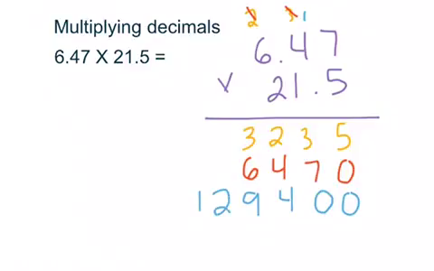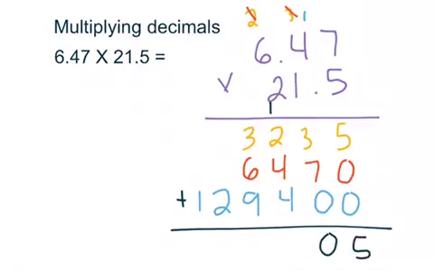Now that I've multiplied every digit of my bottom factor by every digit of my top factor, I can add them together. If I add them together, 5 plus 0 is 5. 70 plus 30 is 100. 400 plus 400 plus 200 plus 100 is 1,100. 9 plus 6 plus 3 plus 1 gives me 18, 19. 2 plus 1 is 3.